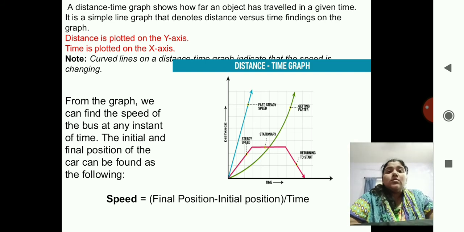The curved lines on the distance time graph indicate the speed is changing. From the graph we can find the speed of the bus at any instant of time. The initial and final position of the car can be found as follows: speed is equal to final position minus initial position upon time. So if the graph is given to you, from the graph also you can find out the speed. For that the formula is final position minus initial position upon time. From the graph you can calculate.